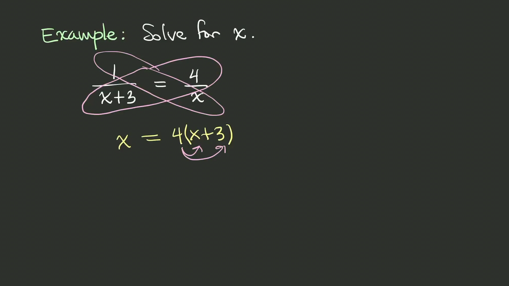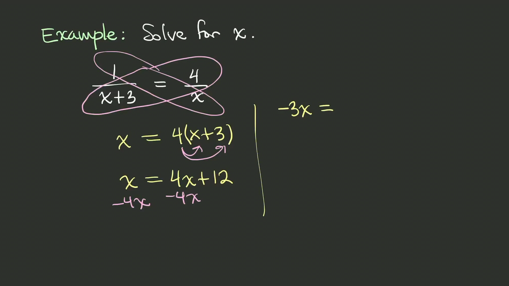So we'll have x on the left-hand side is equal to 4x plus 12 on the right. We want to get the x terms together, so we're going to subtract 4x from both sides. On the left, this will leave us with negative 3x, and this will be equal to 12 on the right. Now we'll divide both sides by negative 3. On the left, we'll have x, and on the right, we have a negative number, since we have a positive divided by a negative, and then 12 over 3 is 4. So x equals negative 4 in this case.